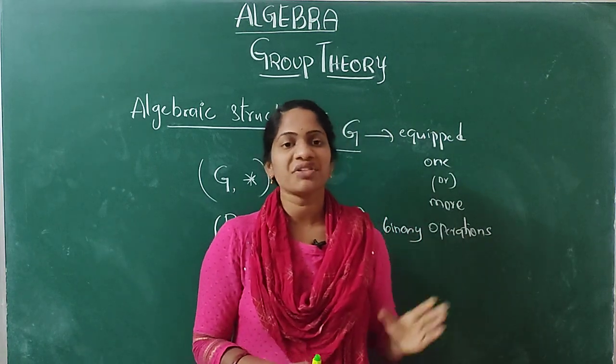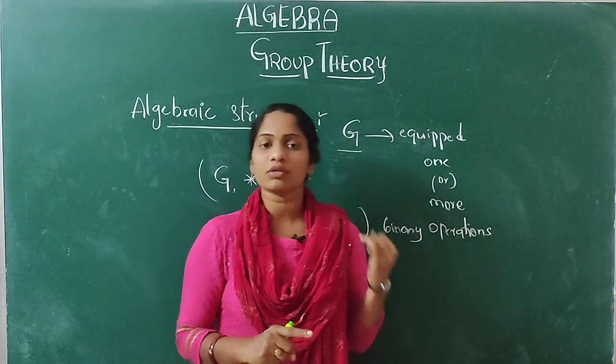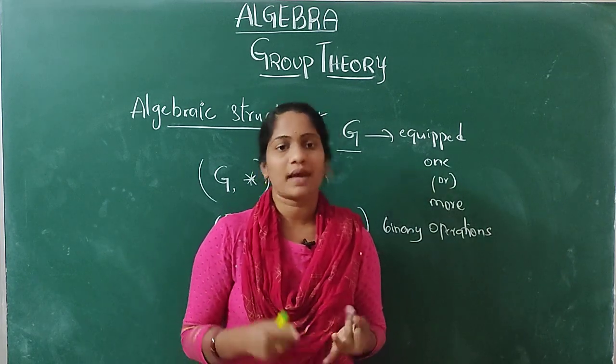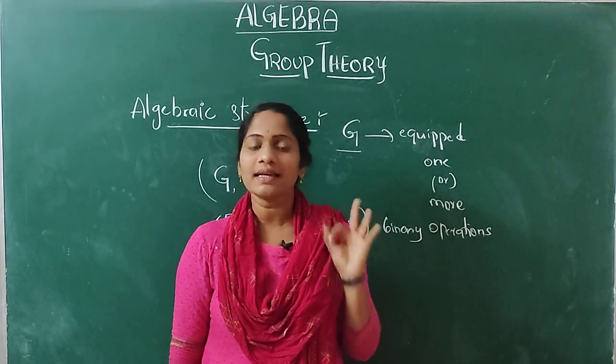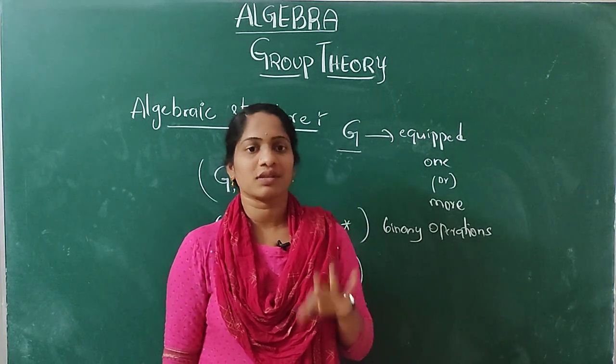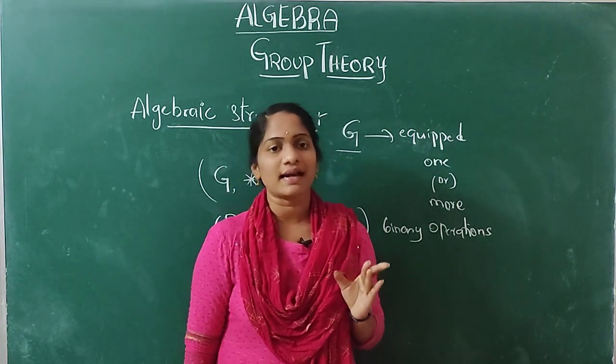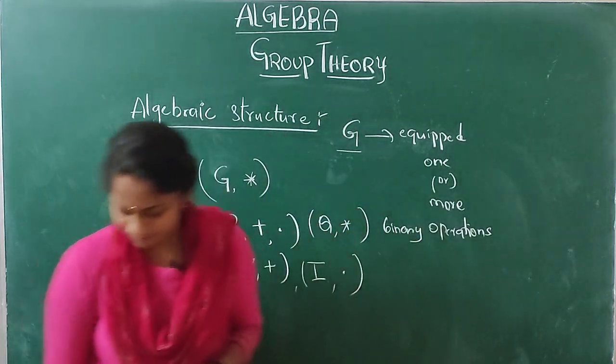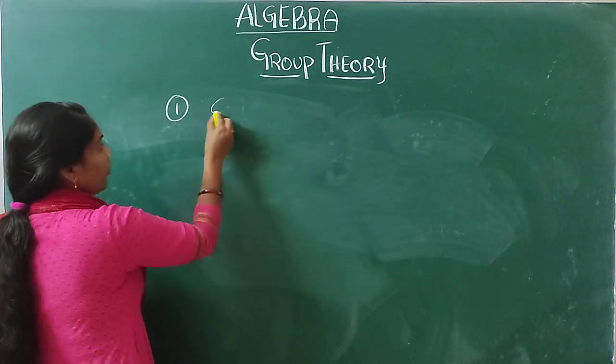Before knowing the group definition, we need to know three definitions. What is groupoid, what is semigroup, and what is monoid. If you know what these structures are, then you can clearly understand the group definition with an example. Let us see the first one. Number 1, groupoid.